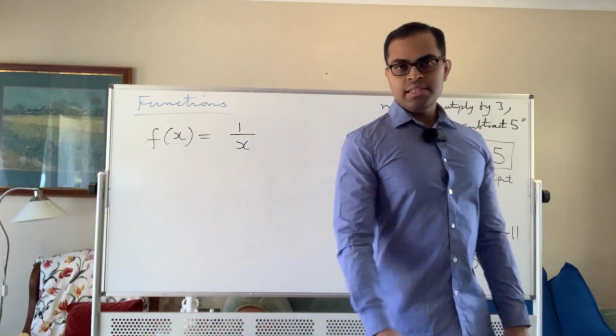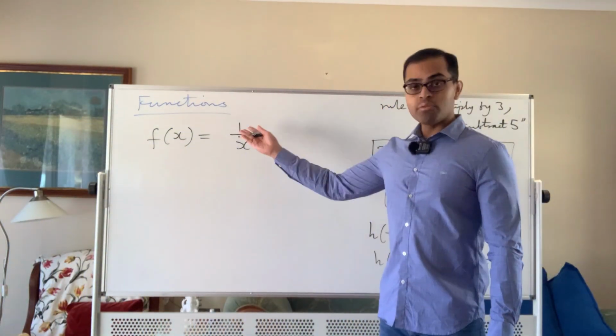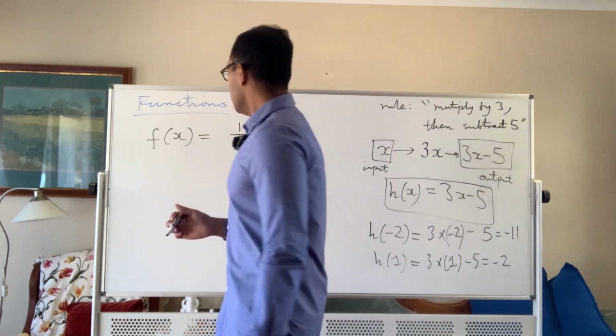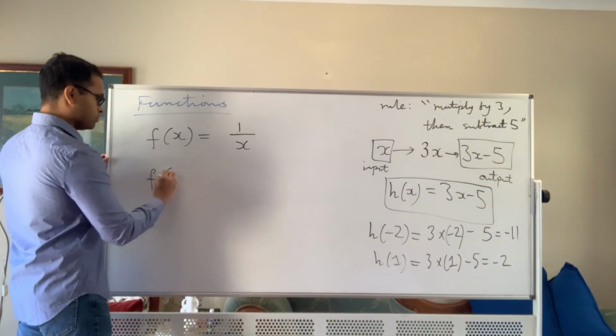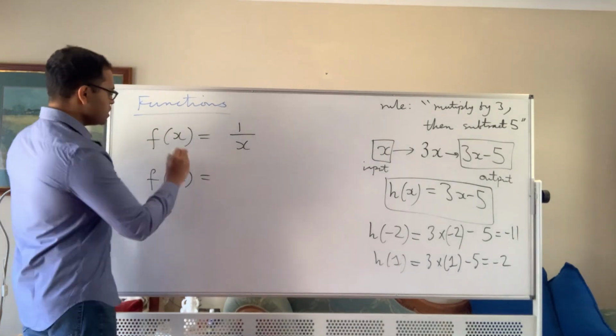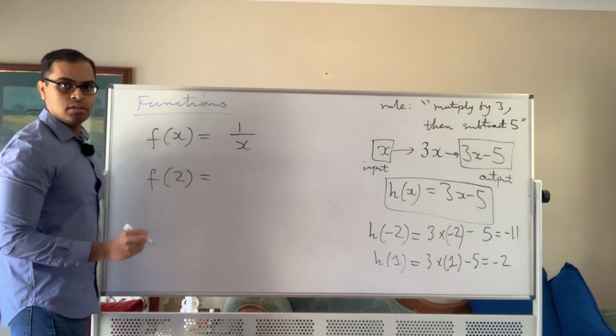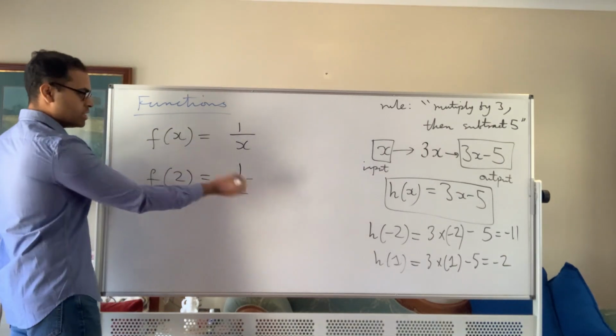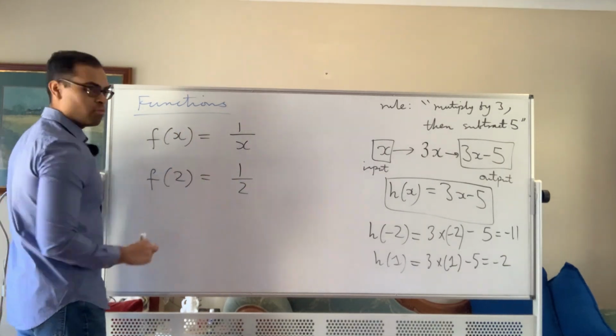Okay, so this is a rule, this is a function, because any input, you can play around with it. If I give you an input like 2, what's the output going to be? The output is the right hand side, so it's going to be 1 over 2. You literally just sub in x, right? There's nothing in that. 2, 1 over 2.